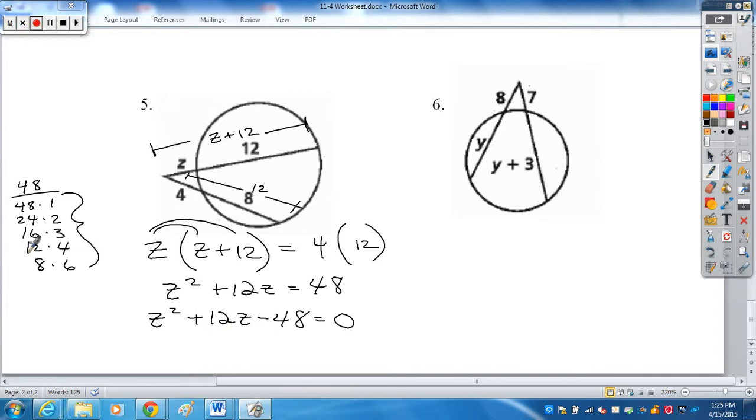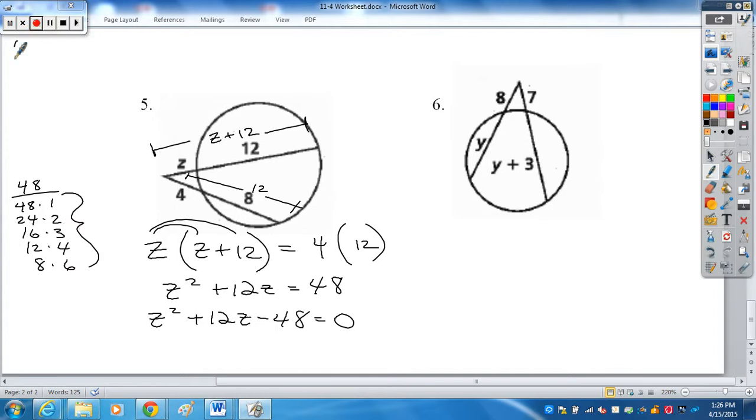I have 16 and 8, sum and difference. Sum and difference, 14 and 2, 19 and 13, 22 and 26. So none of them have a sum or difference of 12. So what do I have to do? Well, this is where you have to do your quadratic formula.